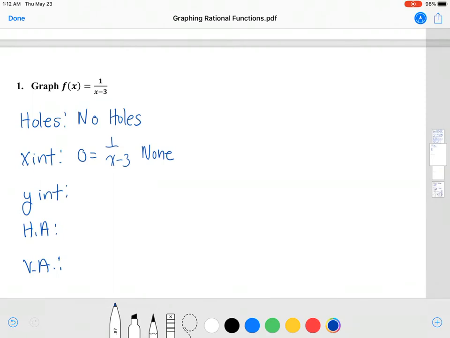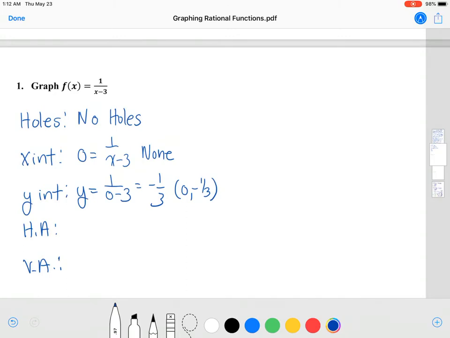Okay, the y-intercept is the value of y when x is 0. So I'm going to plug in 0 for x, and I'm going to get that the y-intercept is negative 1/3. And if I put that in as an ordered pair, that would be (0, -1/3).